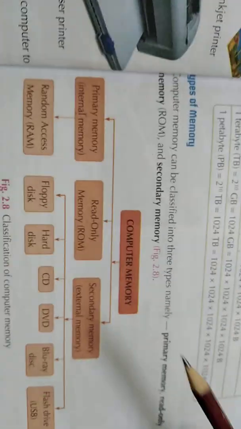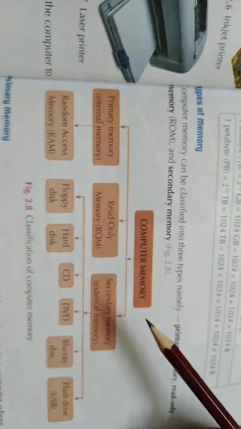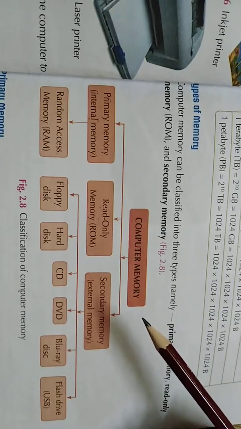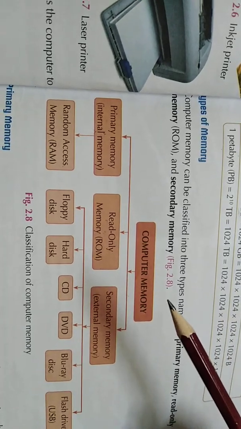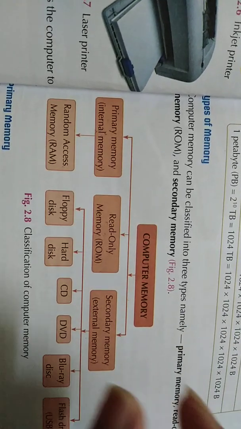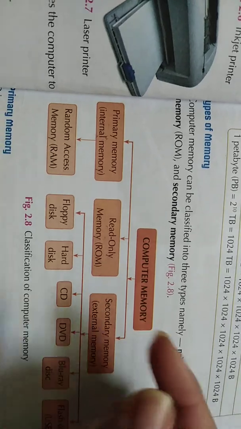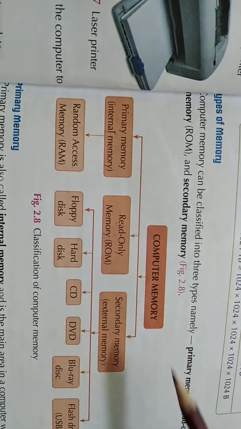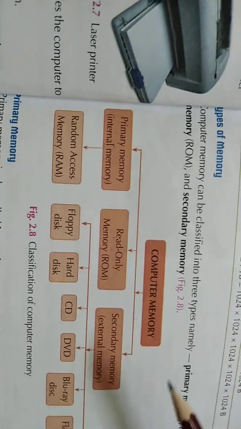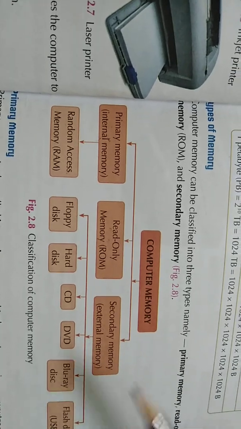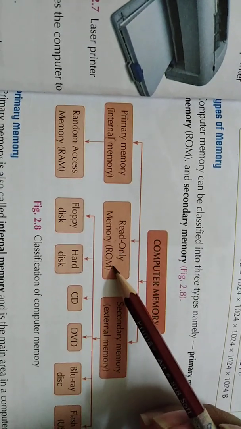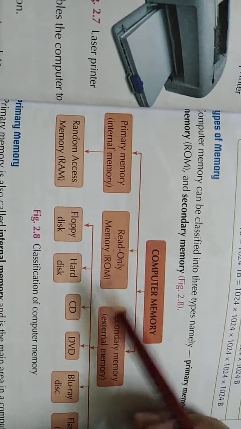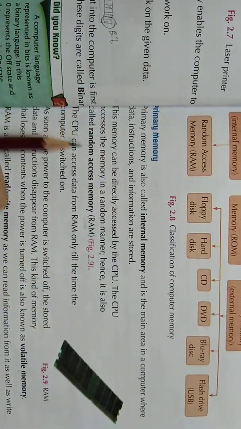You can read it by yourself. There are several types of memory: primary memory and secondary memory. Primary memory is the internal memory of the computer, and secondary memory is the external memory of the computer. There is another memory which is read-only memory. It is only used when the computer is working.